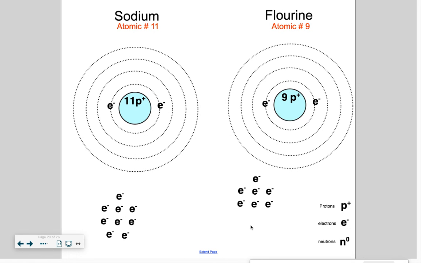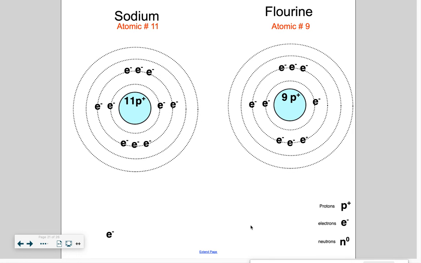And that is that I have to put two of sodium's electrons on the first shell, two of fluorine's electrons on its first shell, and then I have to move on to the second shell. So with sodium, I clearly have 8 electrons that go on the second shell, and I still have one left down here that I haven't played with yet.